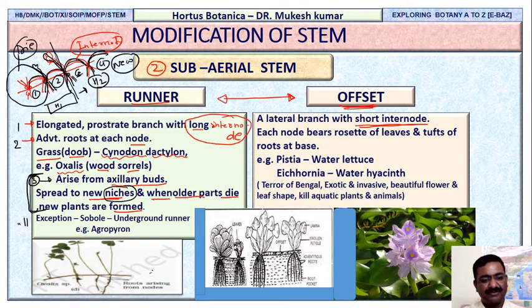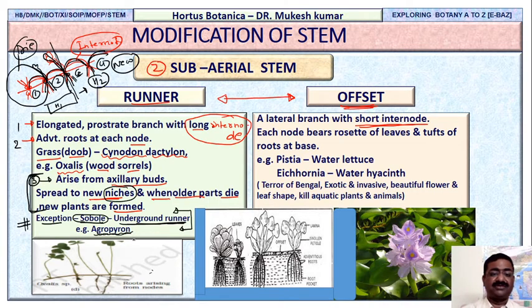We also have very good and important exceptions. This is sobol. In general, runners are subaerial, but there we have a very good runner, an underground runner, and this underground runner is called sobol, and it is found in Agropyron. This is a very important structure. So you may be asked: this runner is subaerial, but tell me an example of an underground runner. Yes, the term is sobol, and an example is Agropyron.